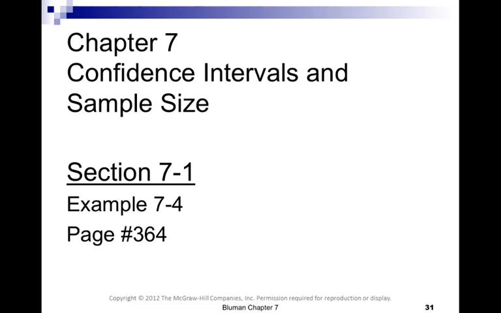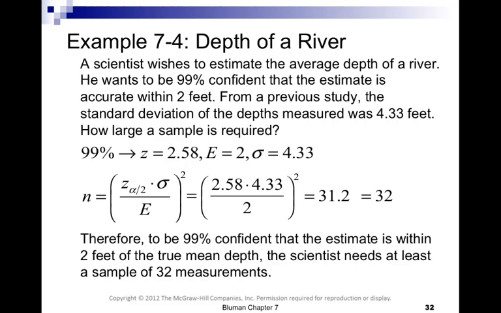All right, so a scientist wishes to estimate the average depth of a river. He wants 99% confidence that the estimate is accurate within 2 feet. From a previous study, the standard deviation of the depths measured was 4.33 feet. How large a sample is required? So this is our information listed. We want 99% confidence, so Z is 2.58. He wants to be accurate within 2 feet, so his error, his E, is 2 feet. And the sigma is 4.3 feet.